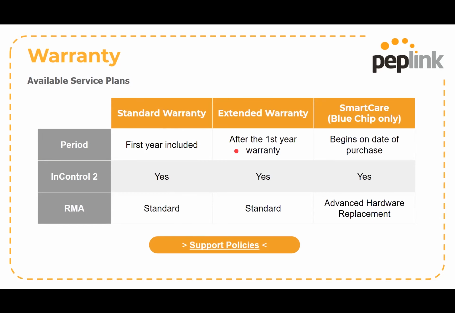After the first year, technically the device is out of warranty. And if you do not renew, you will lose access to Peplink's IC2 service, but you can extend that. You can offer something called extended warranty, which begins after the first year. It will continue IC2 service from Peplink's own cloud, and it will provide continuous RMA policy. Now, there will be deployments for some of your customers that will need a special type of service, and that is called Smart Care.